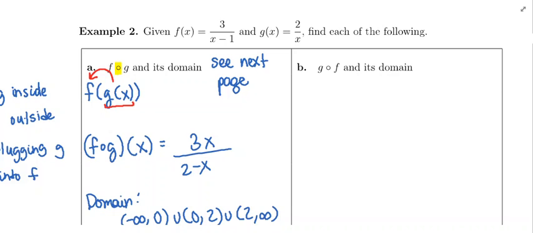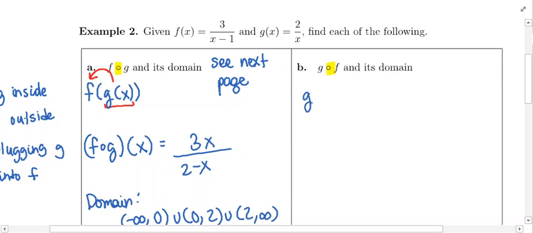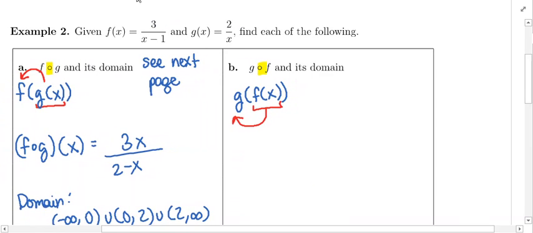All right, in example 2b, we have our same two original functions. f of x is equal to 3 over x minus 1 and g of x is equal to 2 over x. This time we're forming g of f. As soon as you see the open circle, that means composition. So we're going to rewrite this as g of f of x so that you can see that we're plugging f into g here. I'll write this out to the side.